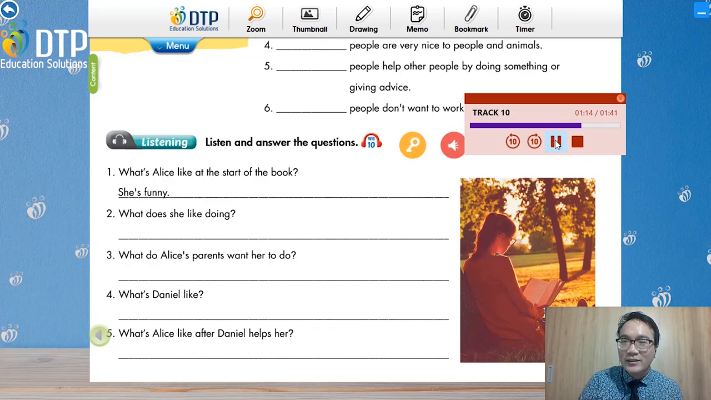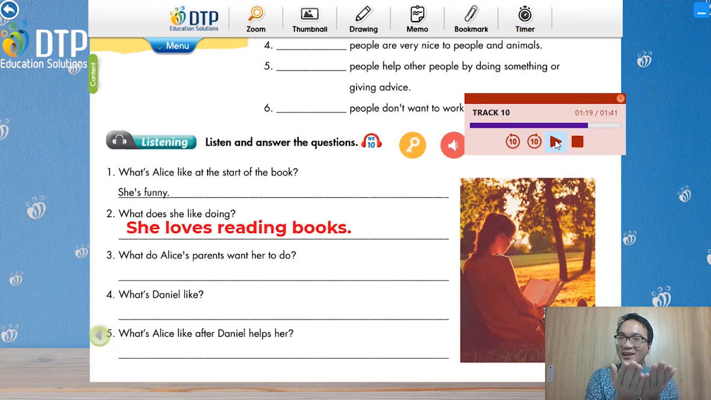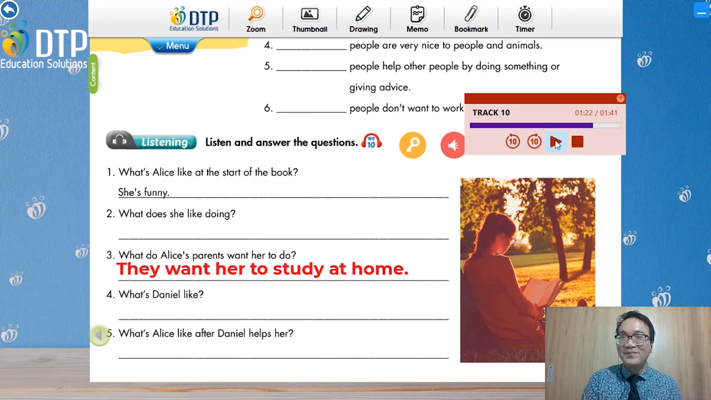Good. Next. She loves reading books and often dresses like the characters from her books. So what does she like doing? She loves reading books. Congratulations, we are right. Next. Alice's parents want her to study at home. They want her to study at home.